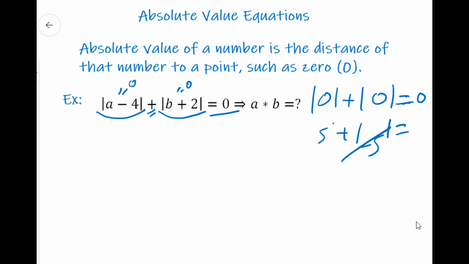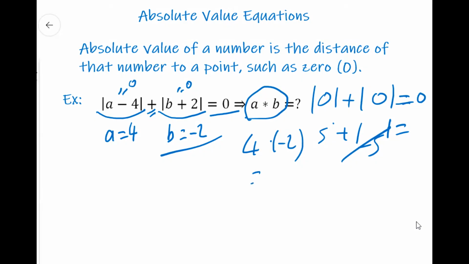And which value makes the inside 0? Of course, 4. So from the first absolute value term, we have a is equal to 4. From the second absolute value term, we have b is equal to -2 to make the inside of the absolute value 0. We are asked to find a times b, and if you multiply 4 by -2, the result is going to be -8, guys.